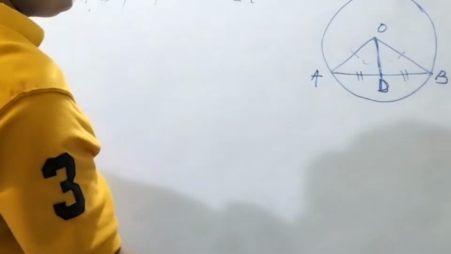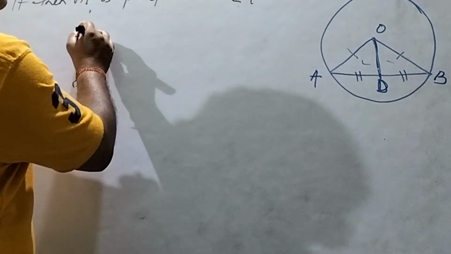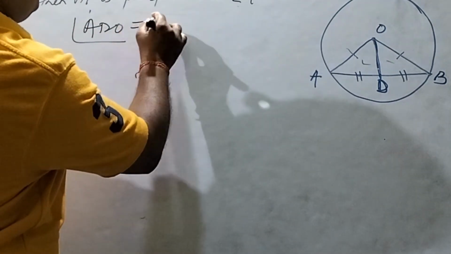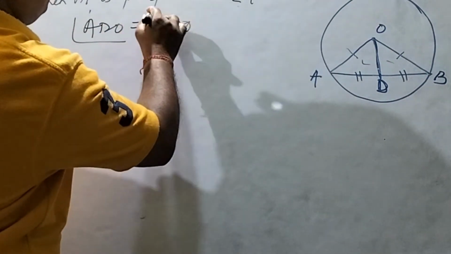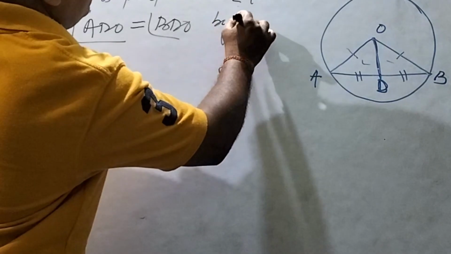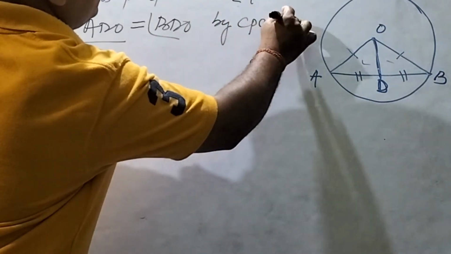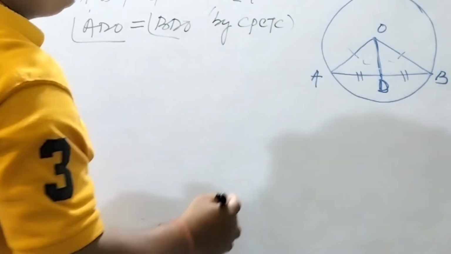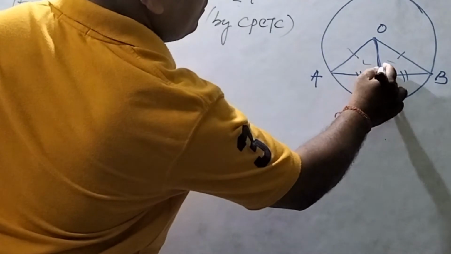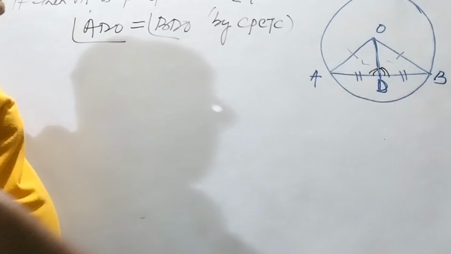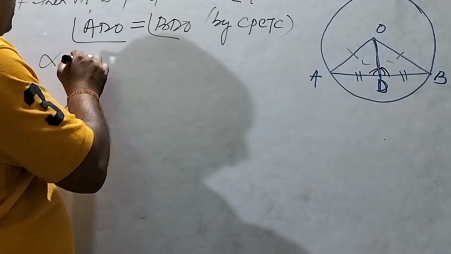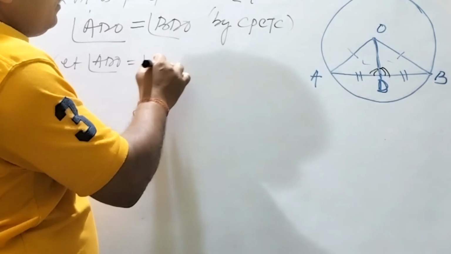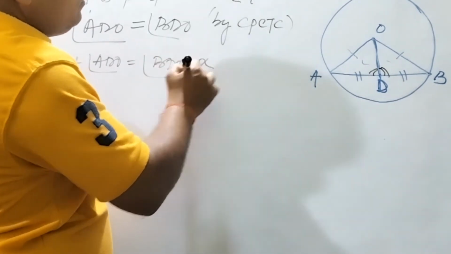Okay. Now angle ADO equals angle BDO by CPCT, corresponding parts of congruent triangles are congruent. So this angle equals this angle by CPCT. Let that angle be x. Let angle ADO equals angle BDO equals x.